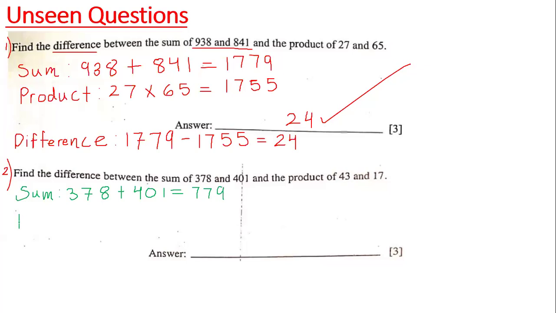The product is going to be 43 multiplied by 17, which equals 731. Good. Then we have to find the difference.